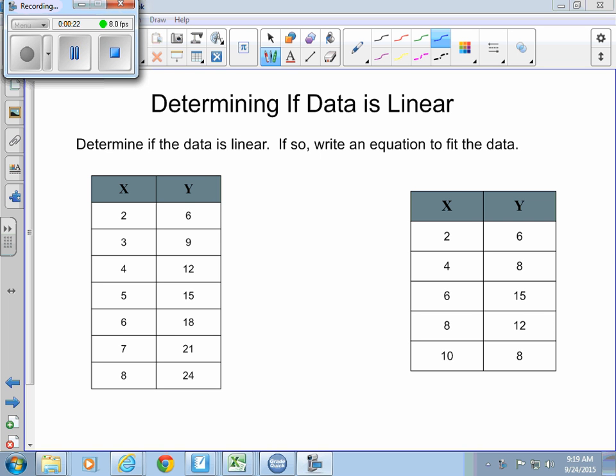So that's how I'm going to determine if this data is linear. I'm going to look at the slopes. What I noticed pretty quickly is these are all going up by 1. So that'll be easy, because then I'm just dividing y2 minus y1 by 1, right? So how much does this one go up? What about this one? This one?